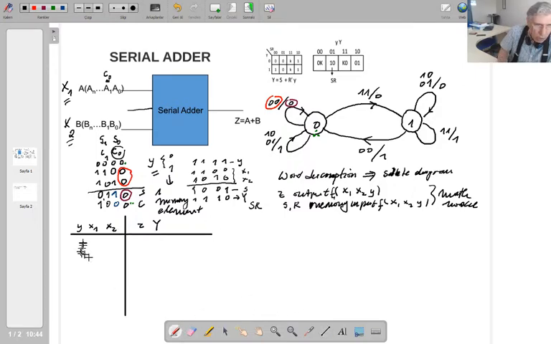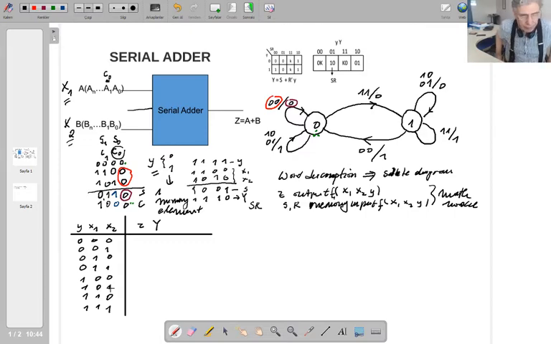So how many different inputs are you going to have? 0, 0, 0, 0, 0, 1, 0, 1, 0, 0, 1, 1, and then 1, 0, 0, 1, 0, 1, 1, 1, 0, 1, 1, 1. 8 different inputs that you could apply to this circuit.